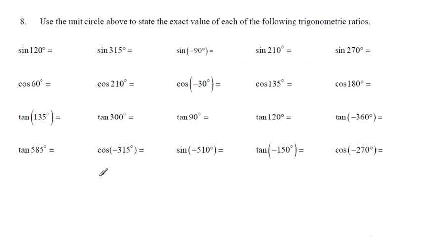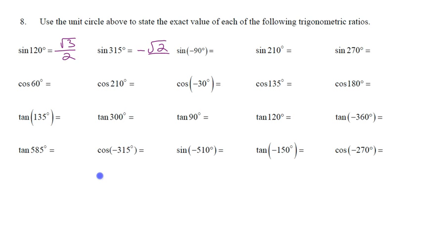There we go. Use the unit circle above to state the exact value of each of the following trig ratios. So you remember how we did it the other day, right? We would say, okay, sine of 120, the reference angle is 60, the sine of 120 is equal to the sine of 60 since it's in quadrant 2 and sine is positive. But if you have a unit circle, then you can just look at the unit circle. So what's the sine of 120? Root 3 over 2.